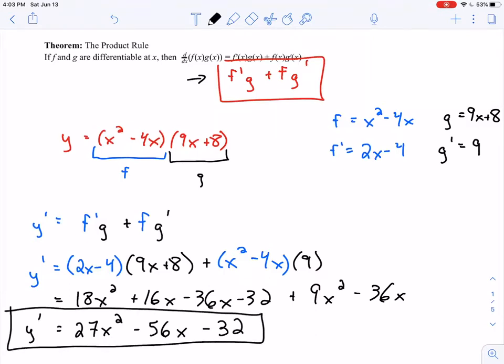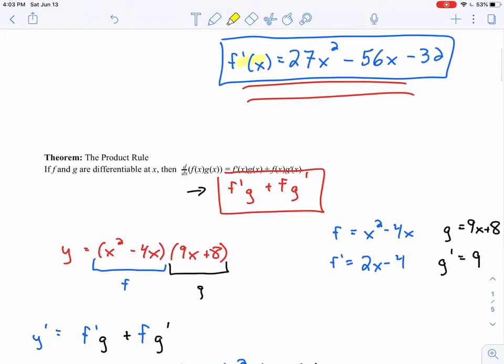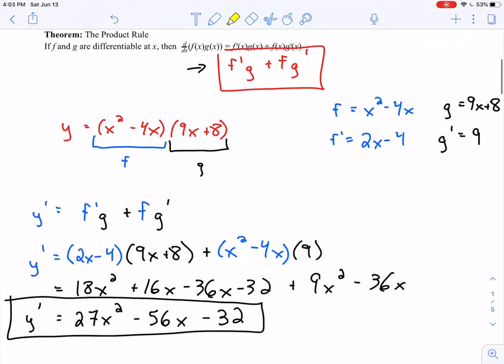And did we get exactly the same thing? Let's check. 27x squared minus 56x minus 32. 27x squared minus 56x minus 32. So we see that we have exactly the same derivative, which is good. That means that what we have works here. If we can find the derivative in two different ways and end up with the same solution, we know that this product rule is really going to work out for us.